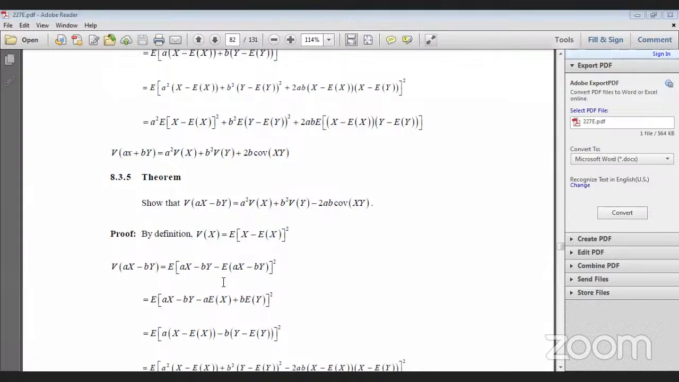So see here, aX − bY, the square of (aX − bY). Am I audible? Yes, sir. Okay, just a minute.